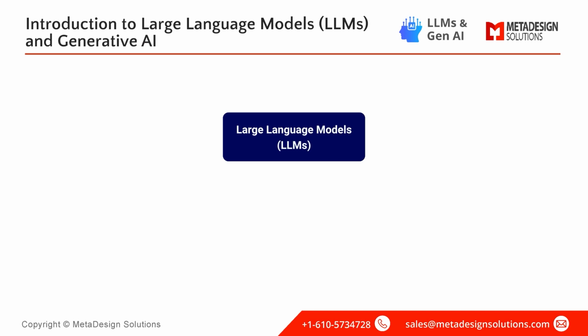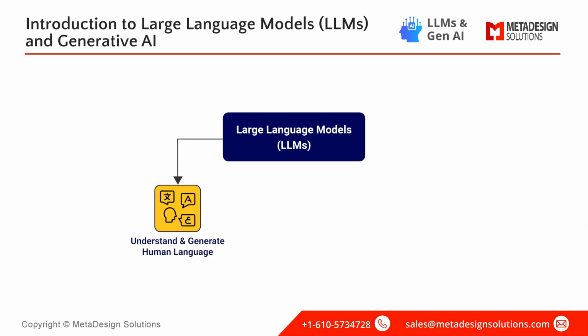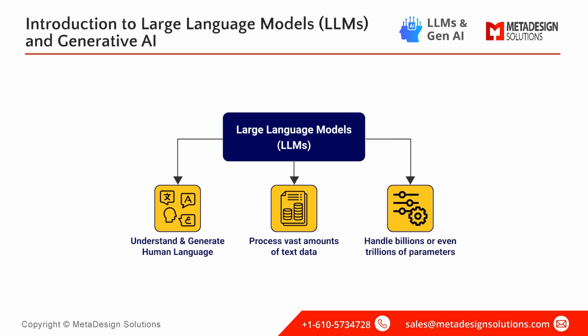Simply put, these are advanced artificial intelligence models trained to understand and generate human language. They are designed to process vast amounts of text data, learning the structure, meaning, and nuances of language. What makes them large is their ability to handle billions or even trillions of parameters. Essentially, the models learn information.